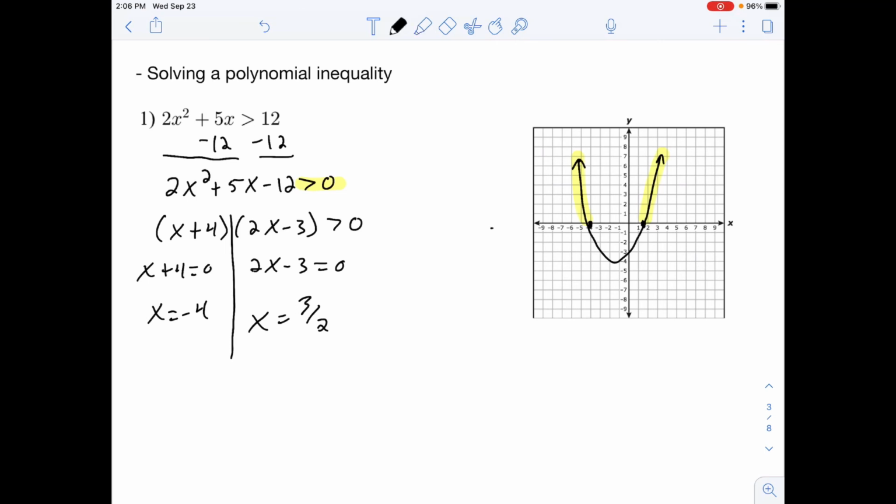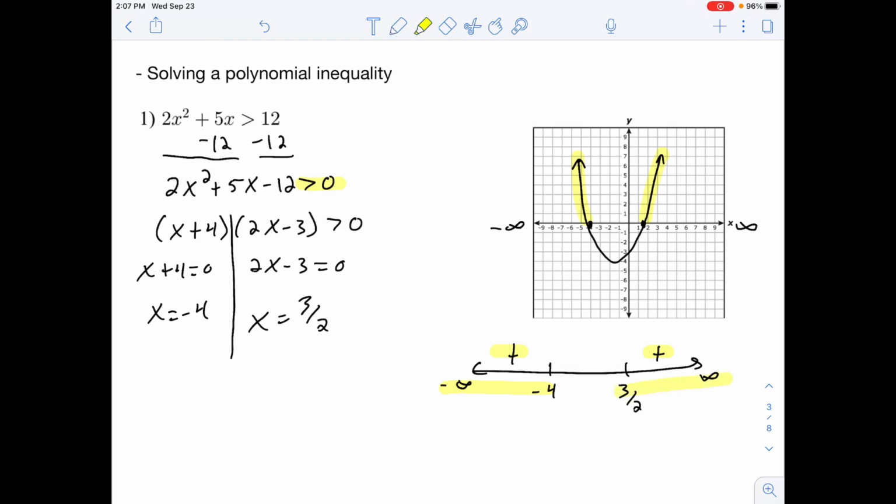Well, remember that we talked about this. All the way on the left side is -infinity. All the way on the right is positive infinity. We can do, again, a number line chart here. So we have -4, 3/2, and it is positive from -infinity all the way to -4, and then it's positive again from 3/2 all the way to infinity. So you can tell here, this is what we want. So these two intervals are what we want. I didn't put the infinity here.